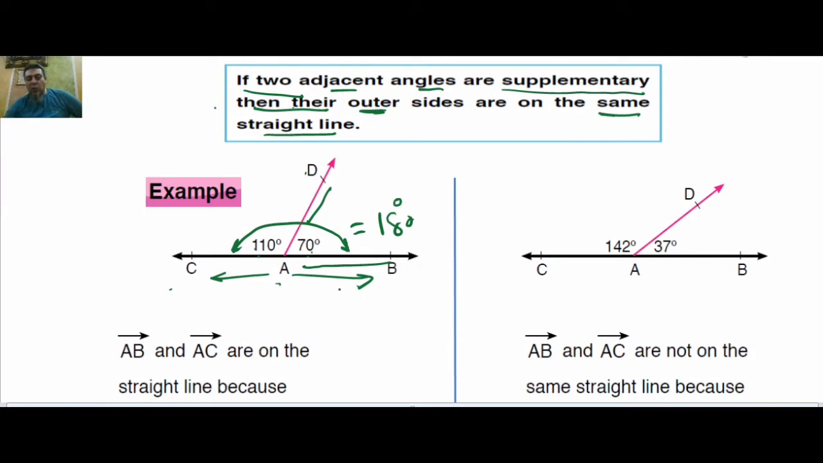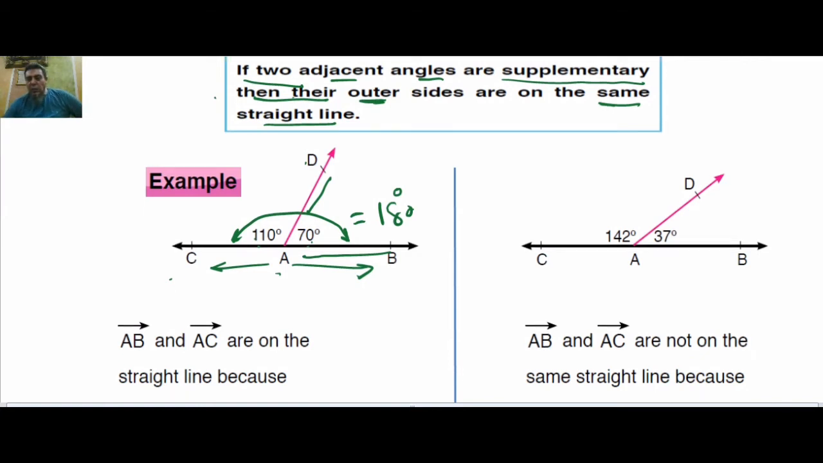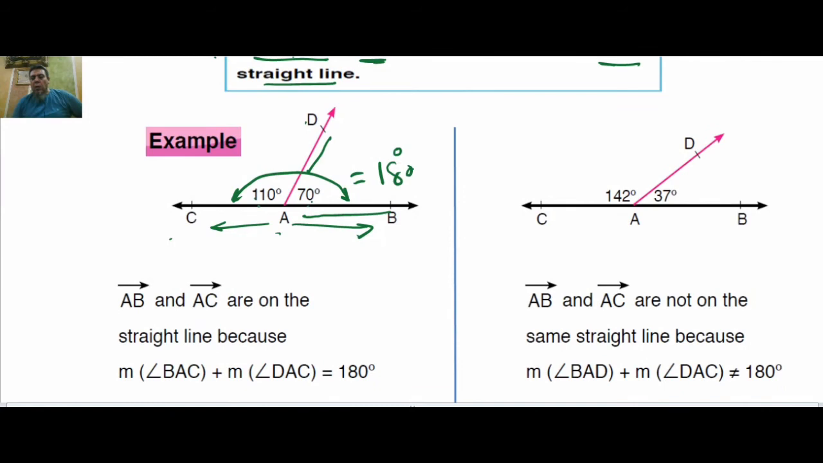The second example: angle BAD and DAC, 37 plus 142 does not equal 180. So ray AB and ray AC do not belong to the same straight line.